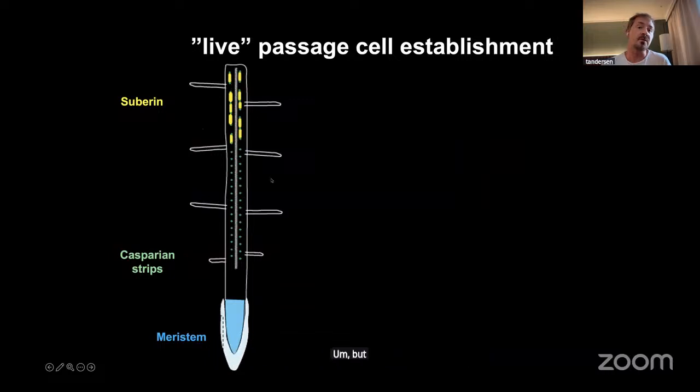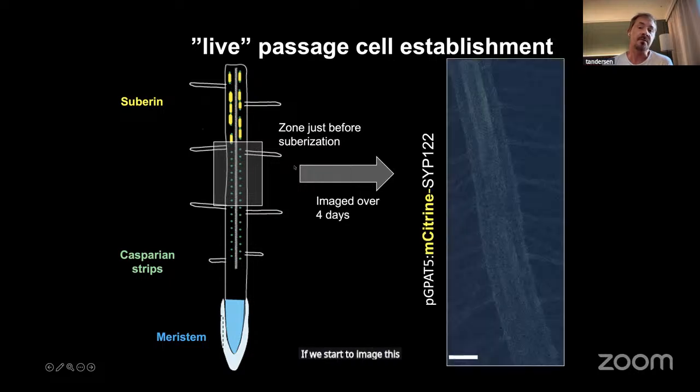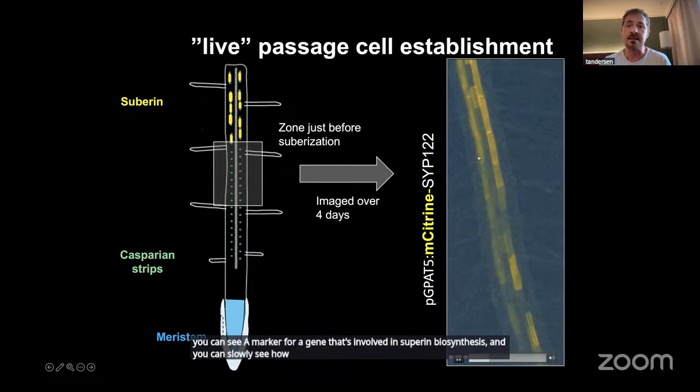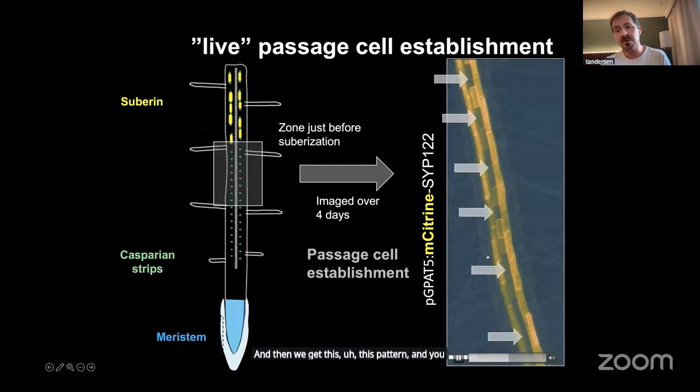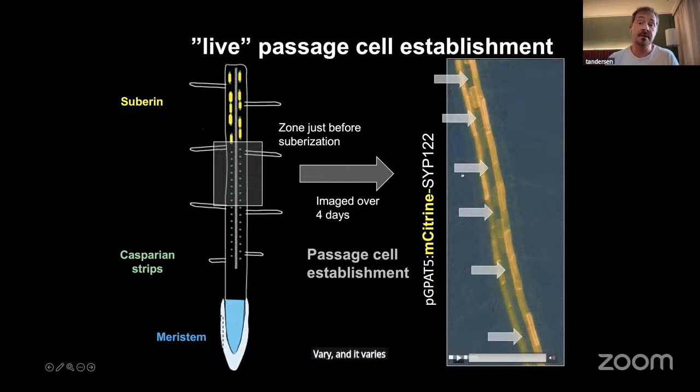But just to show you an example of what we can do with the passage cell. So if we have the root here, where we have the suberization and the passage cell establishment in the old parts, if we start to image this zone right before the suberization is happening, here you can see a marker for a gene that's involved in suberin biosynthesis. And you can slowly see how the suberization is onset here. And then we get this pattern. And you can see there are some holes here in the suberin, and this is actually the passage cell. So this is what they look like live. You see there is quite a number of them, and this number appears to vary, and it varies depending on different conditions. So you can study how different conditions are affecting the passage cells.